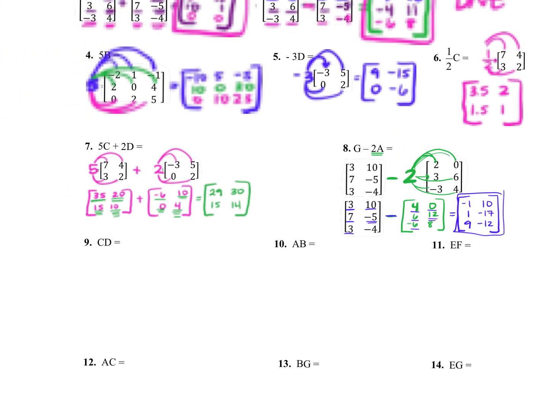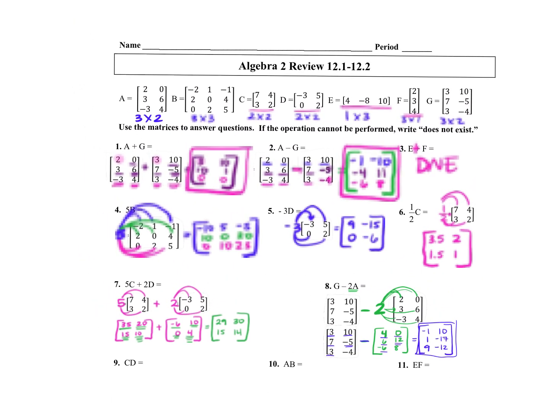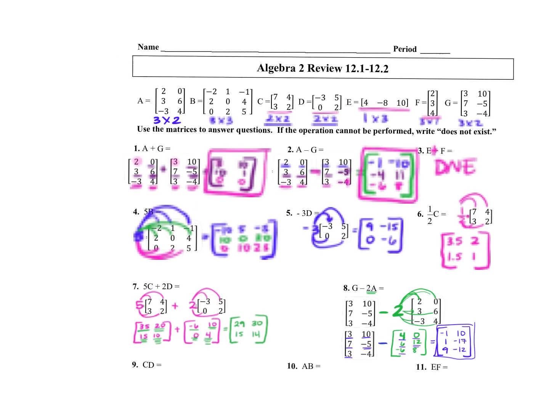Okay, then on to the multiplication stuff. This gets a little bit fancier and just kind of has a little more room for mistakes, I feel like. So C times D. Okay, first of all, you got to look at what C and D are. C and D are a 2 by 2 and a 2 by 2. So as long as those middle numbers are the same, which they are, then you can multiply them. So we're going to copy our C and D.